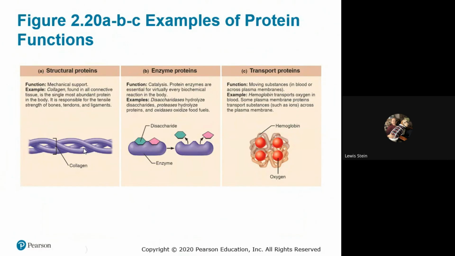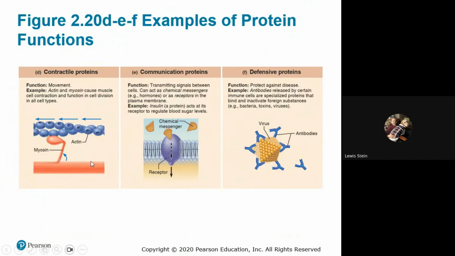We'll get to that. Enzymes, it's about shape. Transport, hemoglobin, it's about shape. It's all about the shape that's there. These are different. You're going to learn they're called globular proteins. Contractile proteins, it's about shape. This is how muscles work. This is actin, and this is myosin.